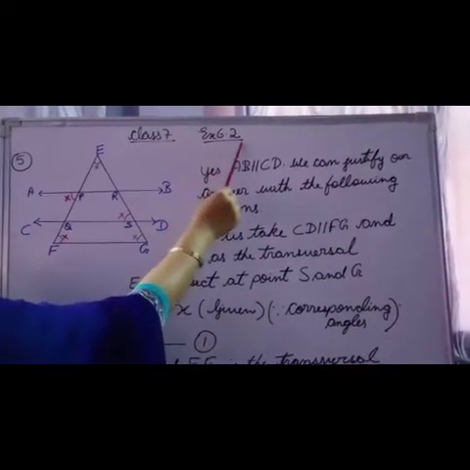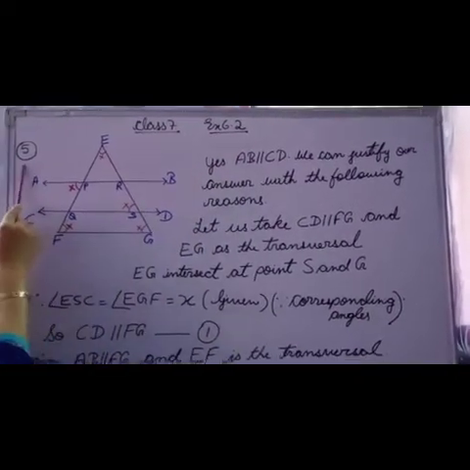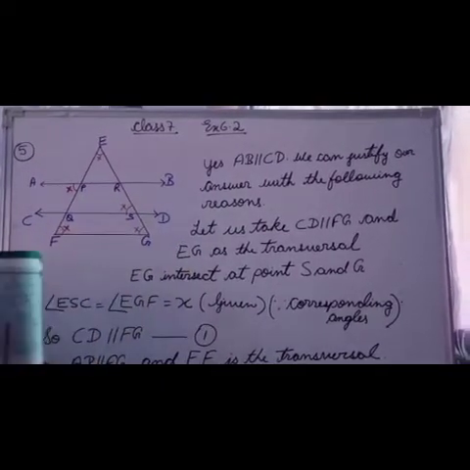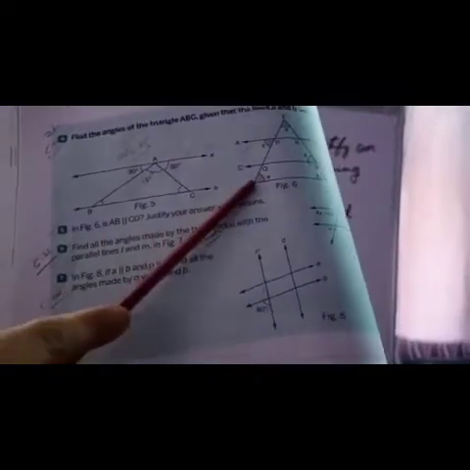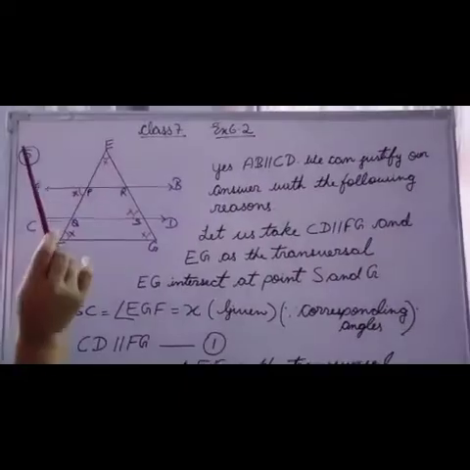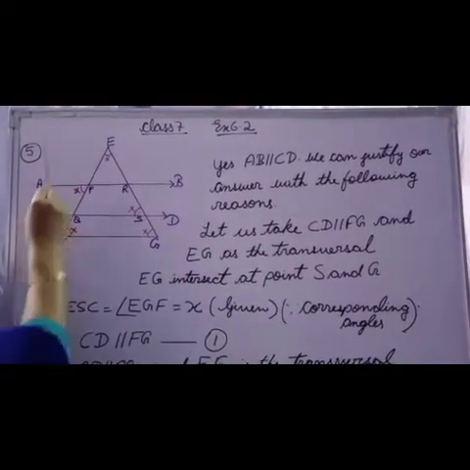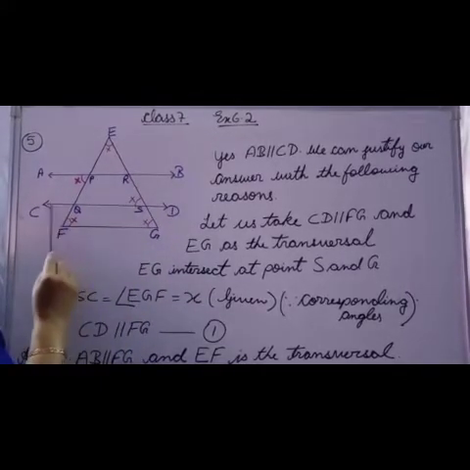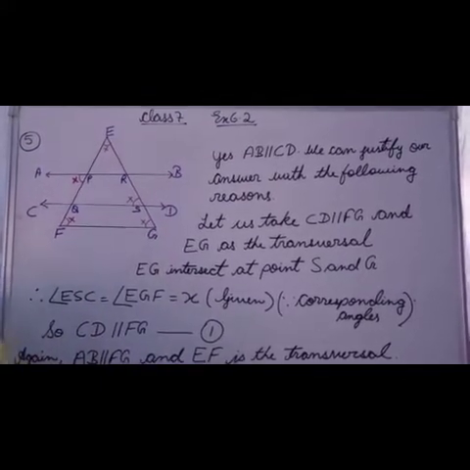Now exercise 6.2 class 7 number 5. Now this is the diagram given. Now let us see what is the question. The question is in figure 6, that is here, is AB parallel to CD? Justify your answer with reasons. So here in this diagram you will have to find out whether AB is parallel to CD or not. So come to the board. So here in this diagram we have to prove whether this line AB is parallel to CD or not.